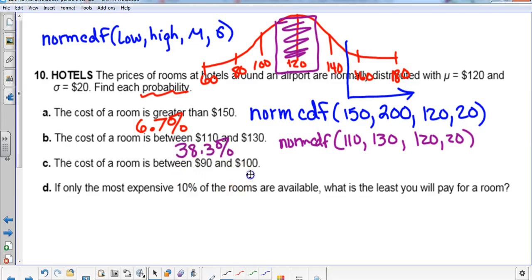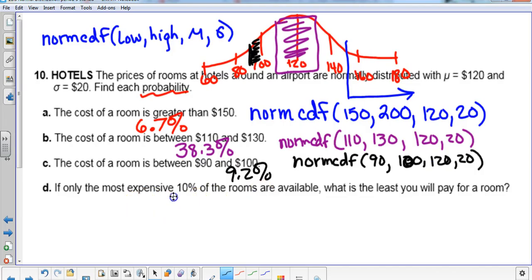All right, between 90 and 100. Look up here at my graph just so you can think about what kind of a number this should be. How much area is going to be between 90 and 100? Not very much, right? All right, what'd you get? 9.2%. Oops, 100, right?